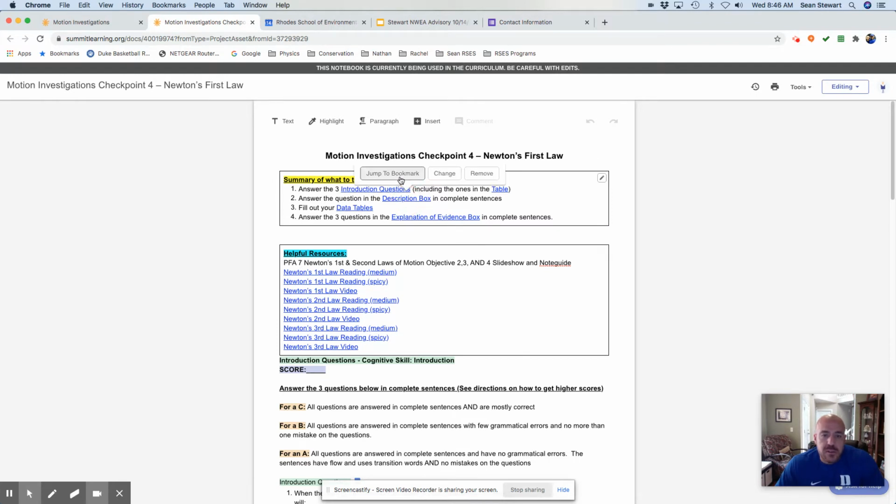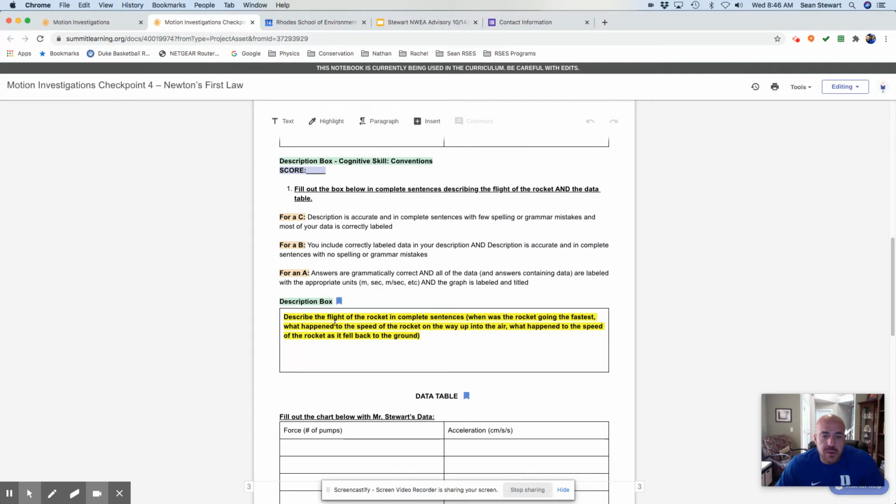There's a question in the description box. It says describe the flight of the rocket in complete sentences. Basically, when was the rocket going fastest? When it was launched, when it was halfway up in the air, at the top of its flight, when was it going fastest? What happened to the speed of the rocket as it went higher?